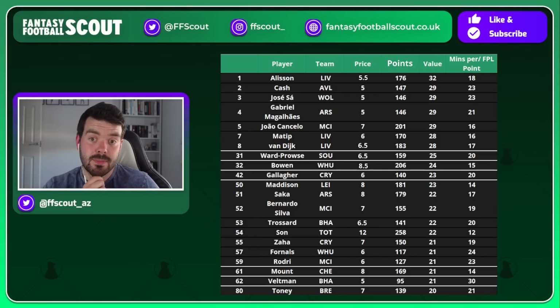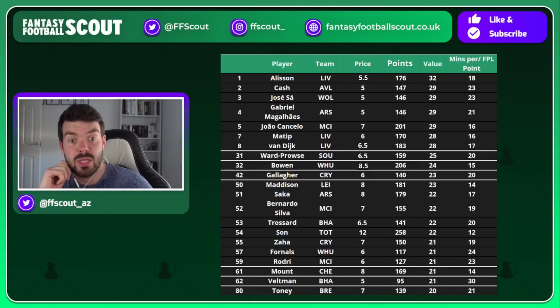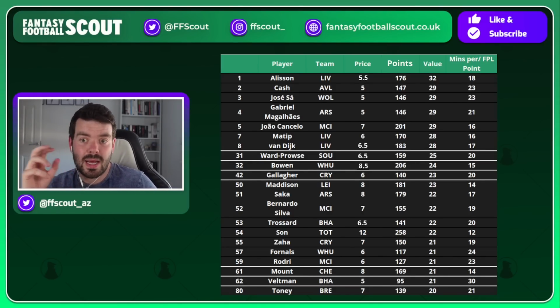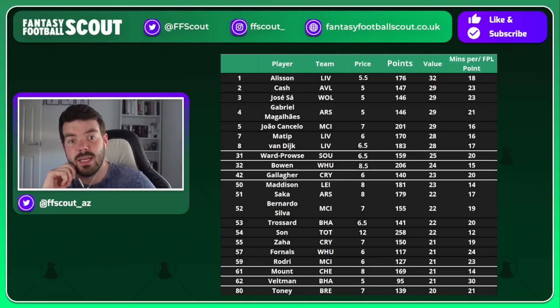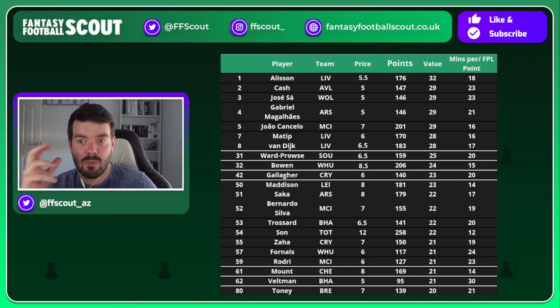You've got Bowen then in 32nd. Interesting that Bowen got 206 points. Absolutely incredible return. 5 points more than Cancelo, who obviously costs a lot less. Bowen's had this big price hike, whereas Cancelo's gone, I think he's gone up from 6 to 7, so he has gone up a fair bit, but he could even have been pushed up even more. I think Bowen at 8.5 is on the pricey end of a player like him. Can he repeat that season? Can West Ham have such a good season? Remains to be seen, but he'll cost you 8.5, and if he repeated that 206 points, that would obviously still be great value.